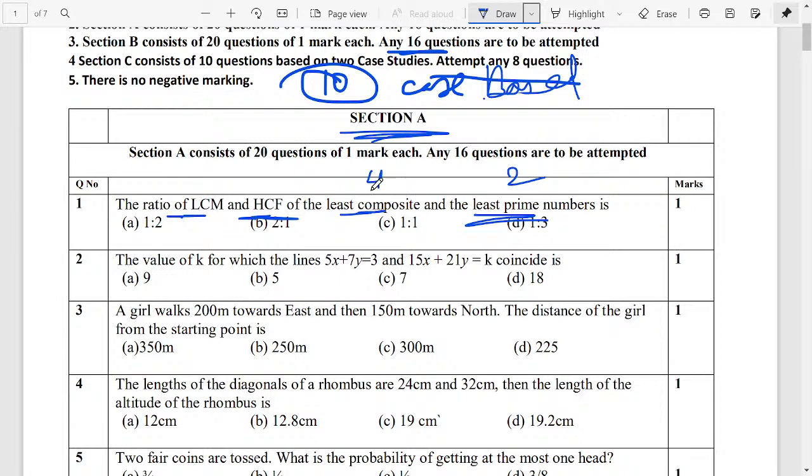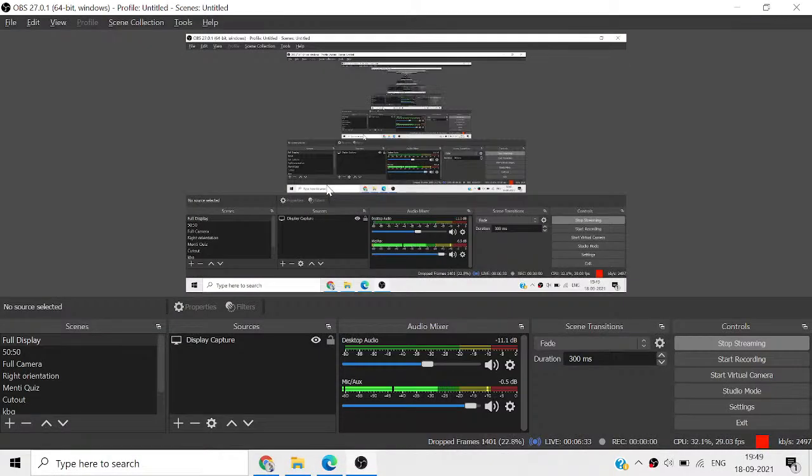So what is the LCM of 4 and 2? It is 4. And what is the HCF? HCF is 2, so the ratio becomes 2:1. The correct answer becomes 2:1.